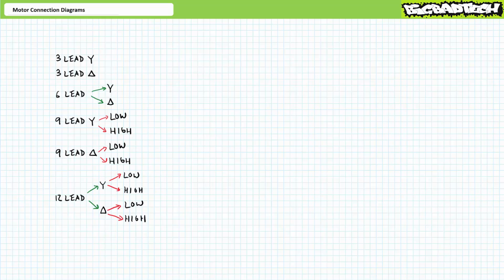I should note there exist Y delta configurations, which as the name implies is a Y inside a delta. This is a barrel of monkeys I do not wish to open, but with a little bit of thought and imagination you could see how a 12-lead motor could be configured as such if you wanted to.